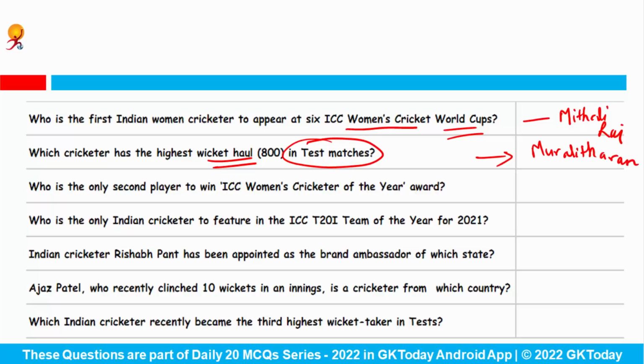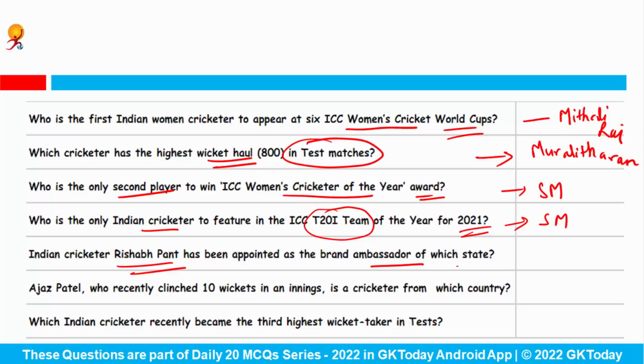Next is, who is the only second player to win the ICC Women's Cricketer of the Year award? Answer is Smriti Mandhana. Who is the only Indian cricketer to feature in the ICC T20I Team of the Year for 2021? The only Indian cricketer to be featured in the ICC T20I Team of the Year is again Smriti Mandhana. Indian cricketer Rishabh Pant has been appointed as the brand ambassador of which particular state? He has been appointed as the brand ambassador of Uttarakhand.